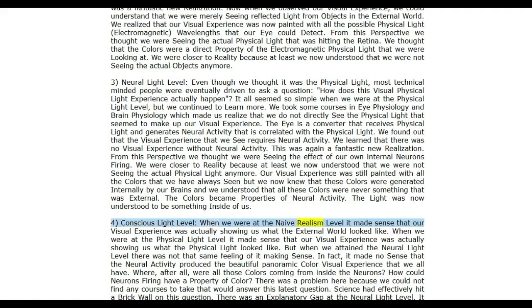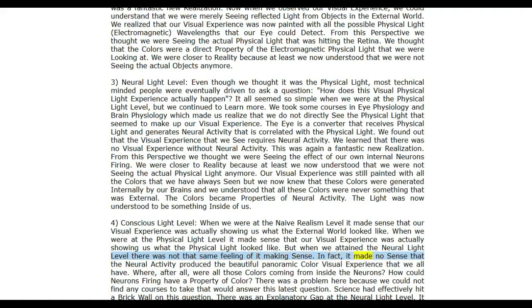When we were at the naive realism level, it made sense that our visual experience was actually showing us what the external world looked like. When we were at the physical light level, it made sense that our visual experience was actually showing us what the physical light looked like. But when we attained the neural light level, there was not that same feeling of it making sense.